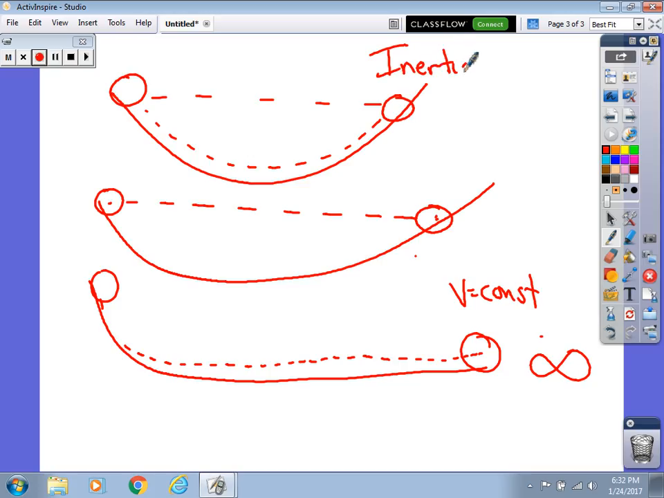Inertia is not a force. Never, ever, ever do I want to see it on a force diagram. There's no such thing as the force of inertia, right? If you're desperately looking on a force diagram to talk about what the force is and you can't name it, there's a really good chance that there is no force there.